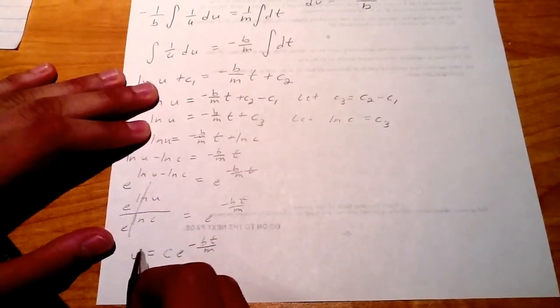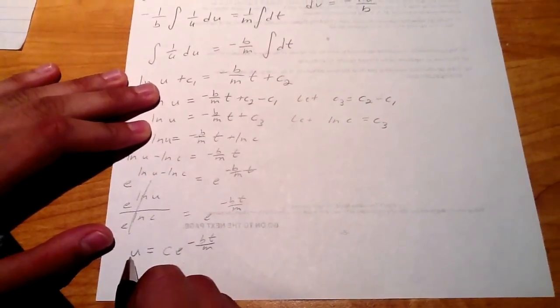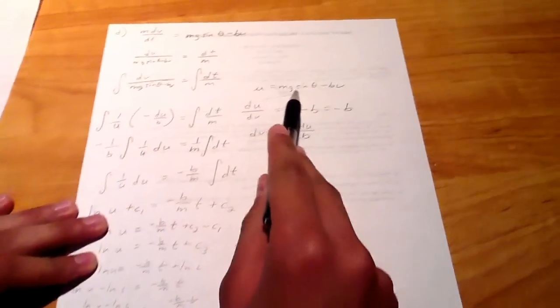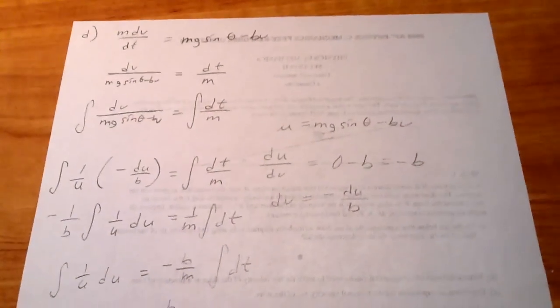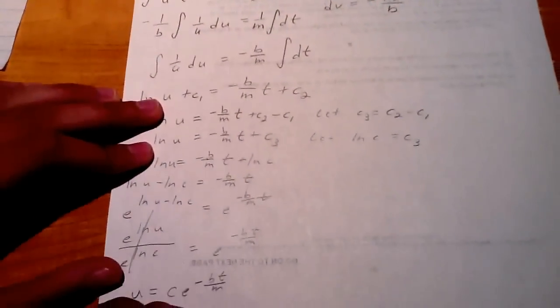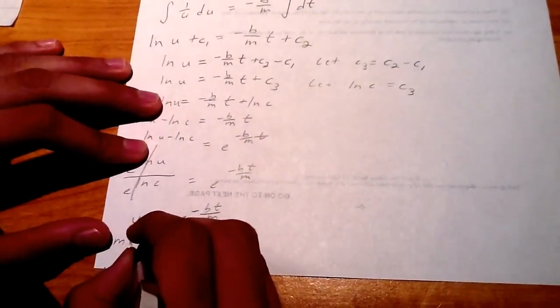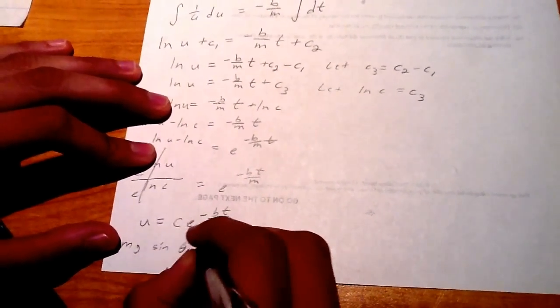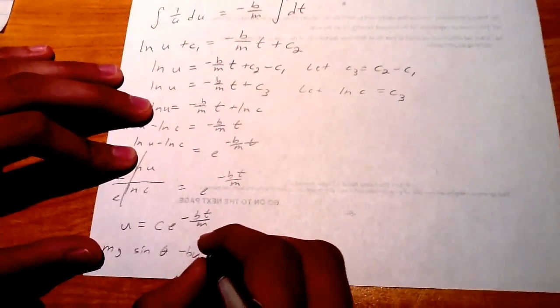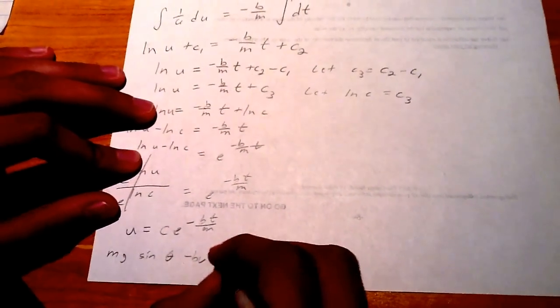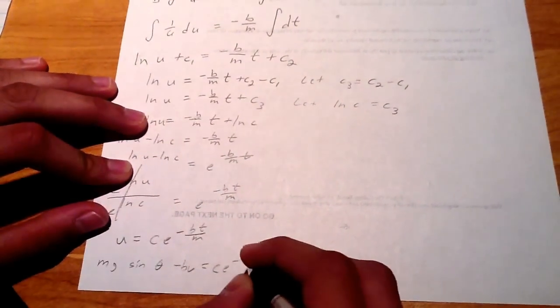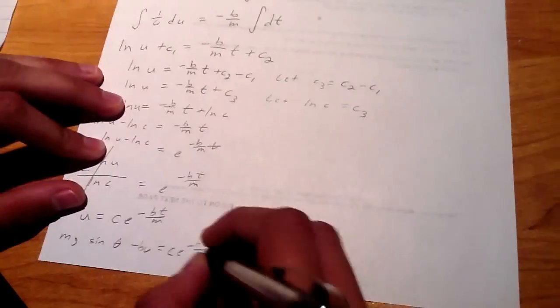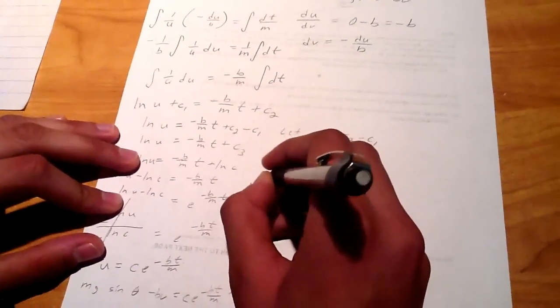Now we can put back the value we had for u, which was mg sin theta minus bv. So down here, you get mg sin theta minus bv is equal to c e to the negative bt over m. Now, I'm just going to continue over here.